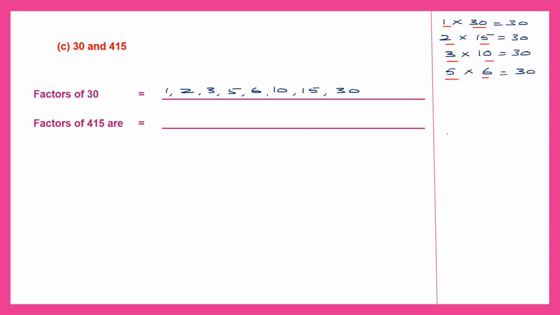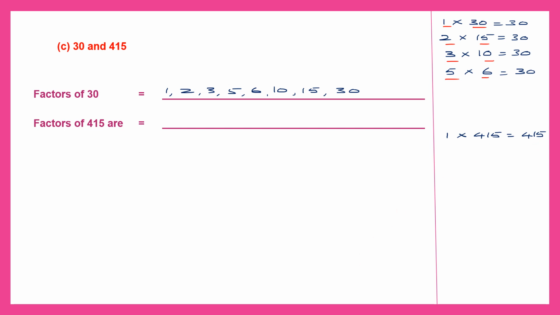So let's start with 1. 1 into 415 will give us 415. What about 2? Okay, now we can use the tests of divisibility that we learned. Is this number divisible by 2? No, because the last digit is not an even number. So it's not divisible by 2.